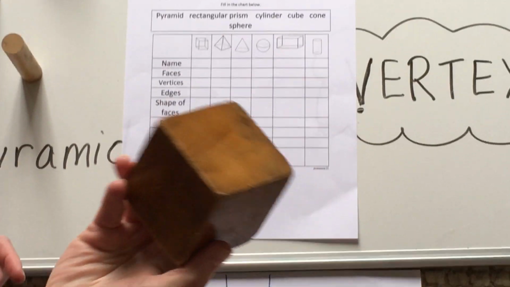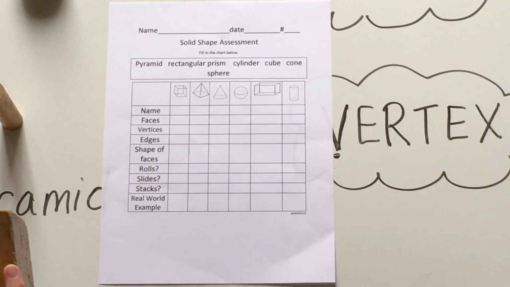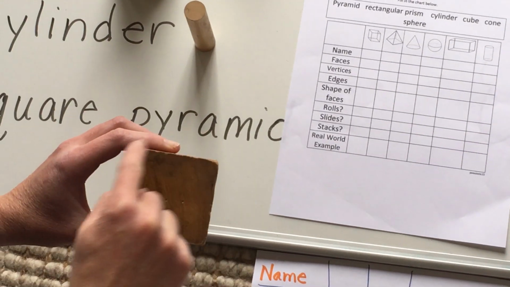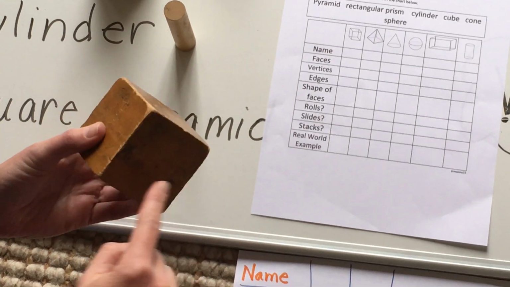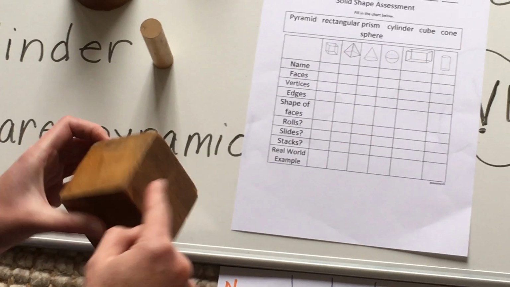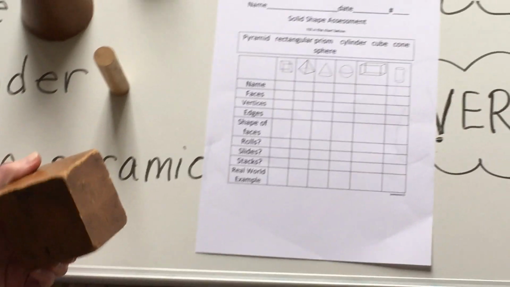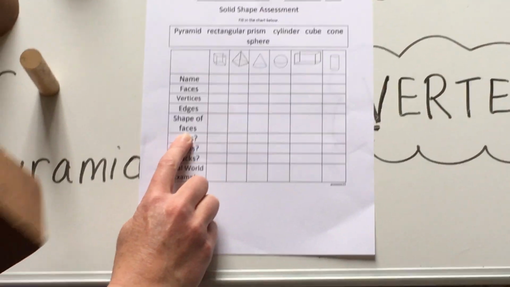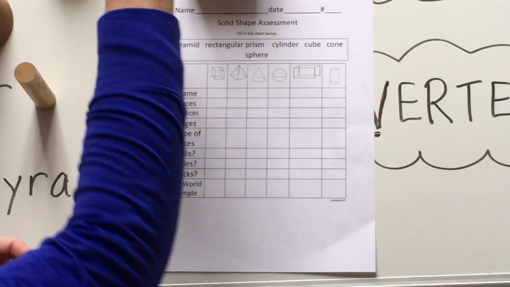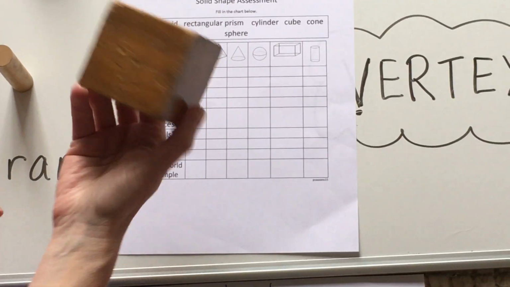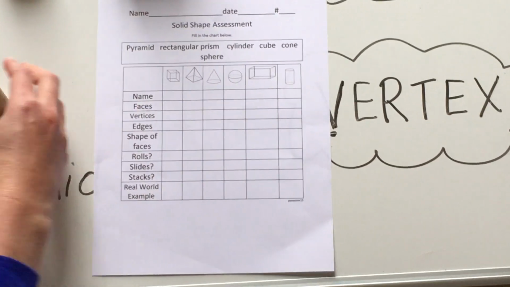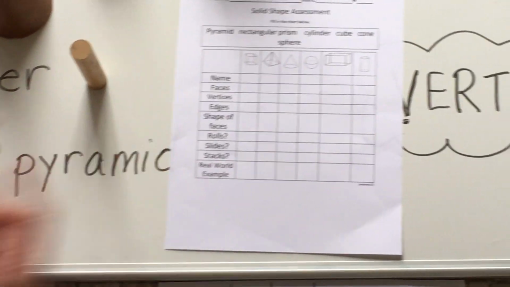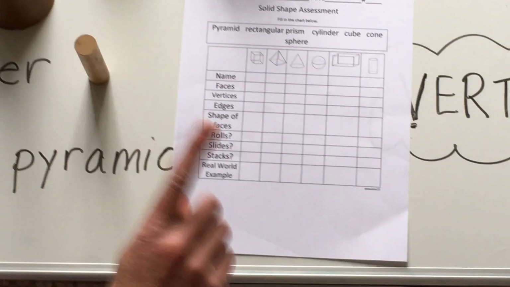This is called a cube. How many faces does it have? 6. How many vertices does it have? You've done this in your workbook about 7 times, right? Well, how many edges does it have? What are the shapes of the faces? The shape of the faces. So if I traced this face, what shape would it be? It's a square. If I traced this shape, what shape would it be? That face, it would be a circle. Shape of the faces. Now these are the new ones.